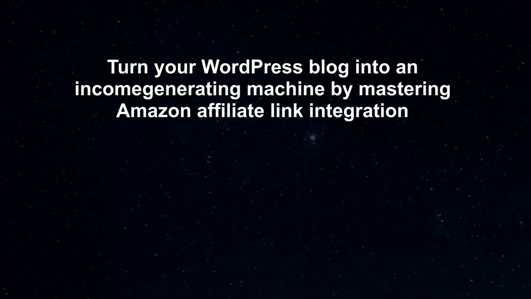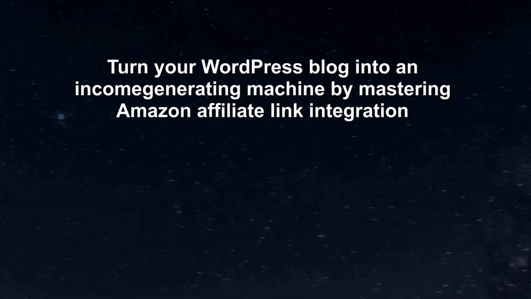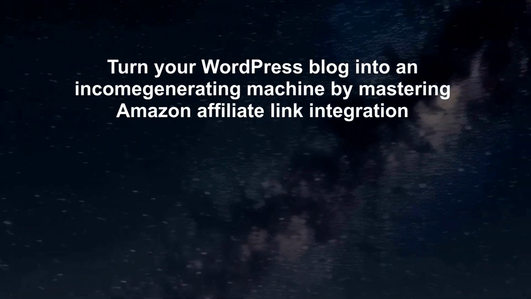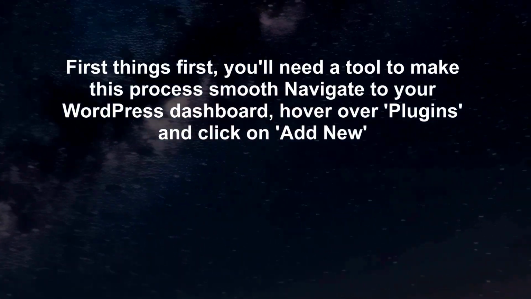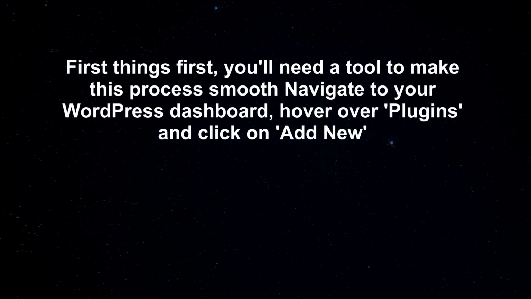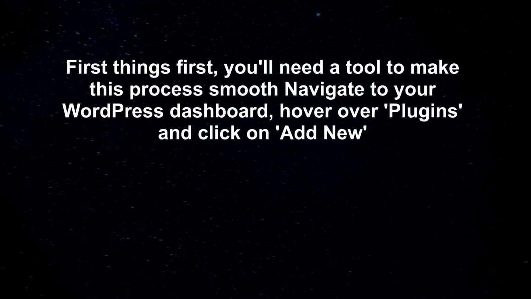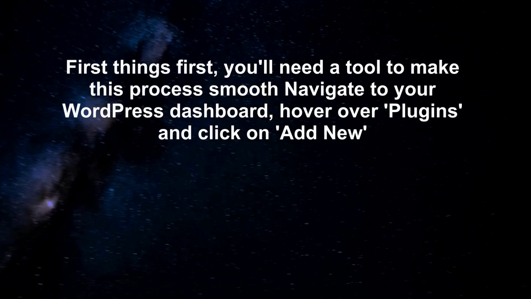Turn your WordPress blog into an income-generating machine by mastering Amazon affiliate link integration. First things first, you'll need a tool to make this process smooth. Navigate to your WordPress dashboard. Hover over Plugins and click on Add New.